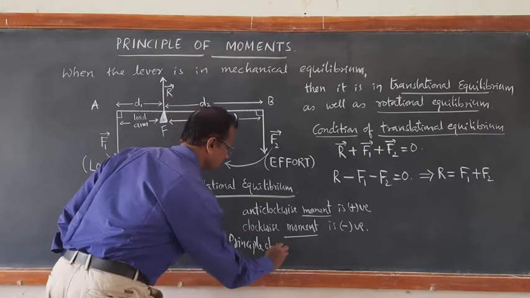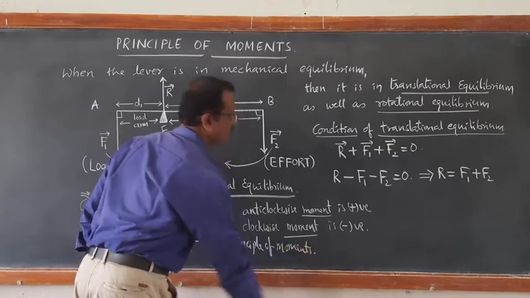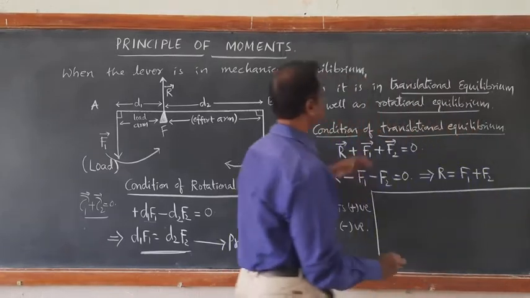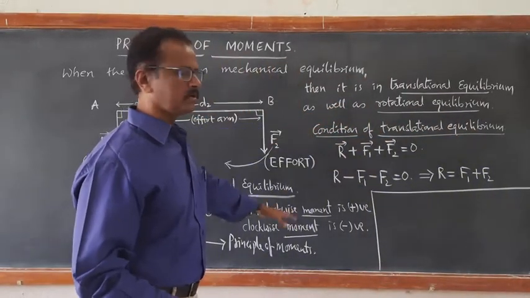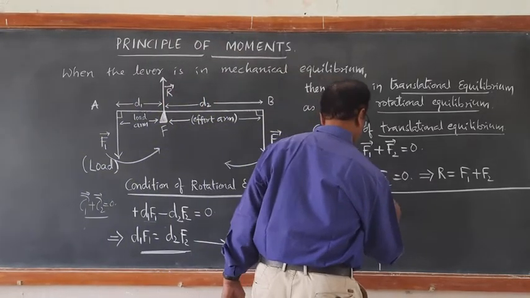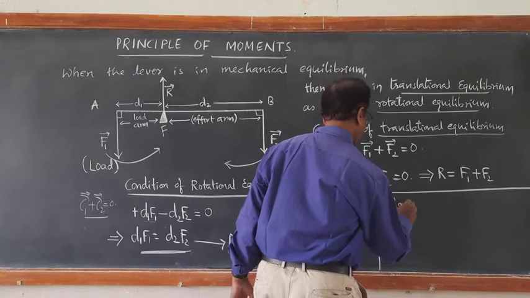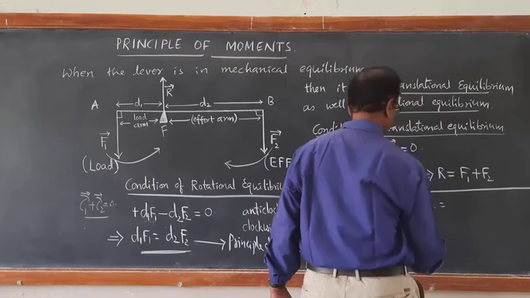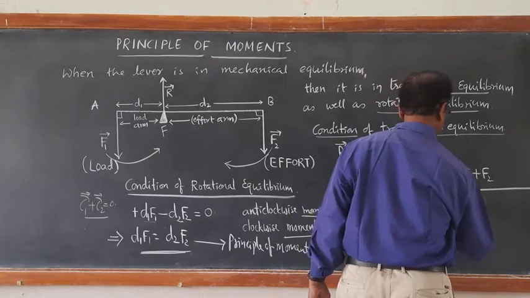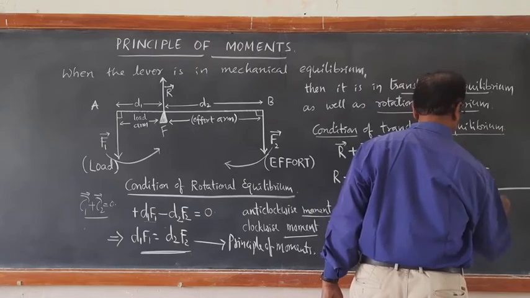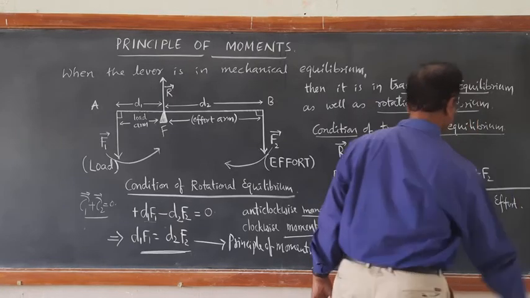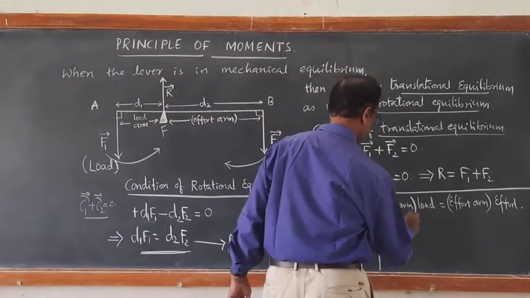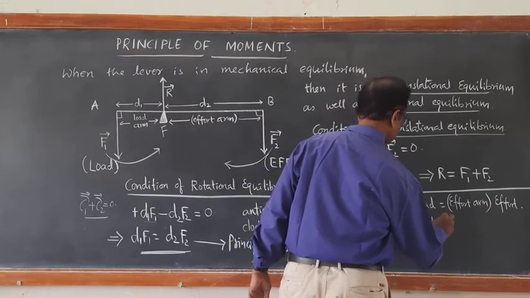Principle of moments. So I will write here separately principle of moments, which is obtained from the condition of both translational equilibrium and rotational equilibrium. Load arm into load is equal to effort arm into effort. So this is evident from this equation. D1 F1 is equal to D2 F2.